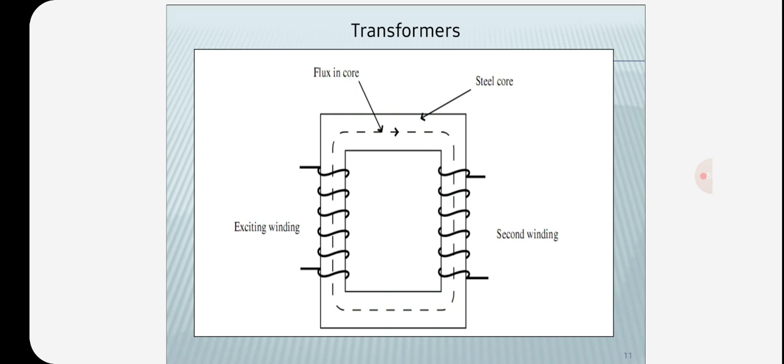The transformer has a steel core and two electrical windings, the primary winding and the secondary winding. For the windings, we use copper wire, and when current flows through the copper windings, flux will be produced in the core. So this is the basic diagram of a transformer.